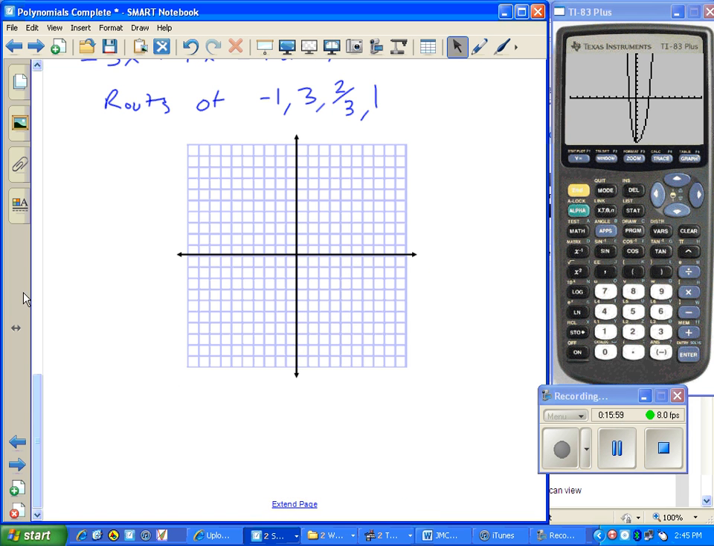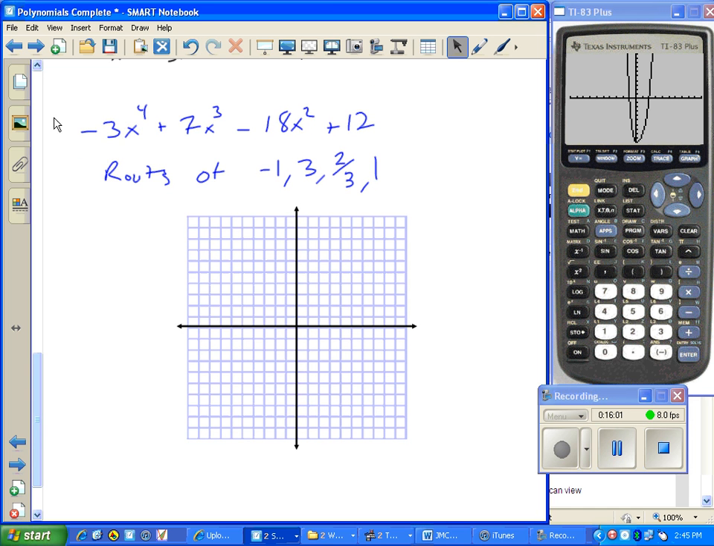Okay, all you're going to do is you're going to plot your roots, and then you're going to look at your end behavior to make sure it follows the right end behavior. So my roots, -1, 1, 3, 2/3 would be in here somewhere. And my end behavior says that both sides should be pointing down, because even power, both are doing the same thing. Okay, it's negative, so they're both pointing down. And you're just going to connect your roots to your end behavior with a smooth, flowing graph.